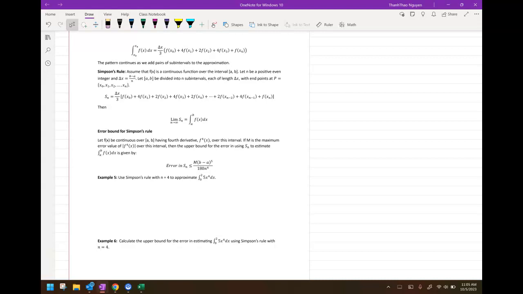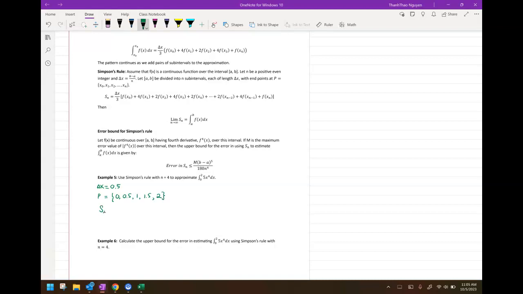The error bound for the Simpson rule is based on the fourth derivative. Yeah. So let's take a look at the first example. Use the Simpson rule with n equal 4 to approximate the integral from 0 to 2 of 5x to the 4 dx. So delta x in this case is equal to 0.5. And the collection of points that we're looking at is 0, 0.5, 1, 1.5, and 2.